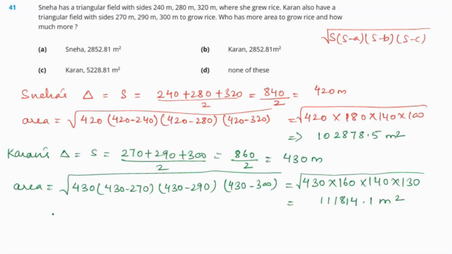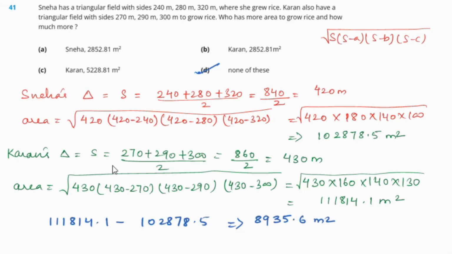So who has more area to grow the rice and by how much? So definitely Karan is having the more area, and by how much we need to figure out. So for that we need to subtract both the areas. When we are going to minus it, we are going to get 8,935.6 meters square. Okay, so that answer is not matching with the options. So that is why option D needs to be the correct answer for this question.